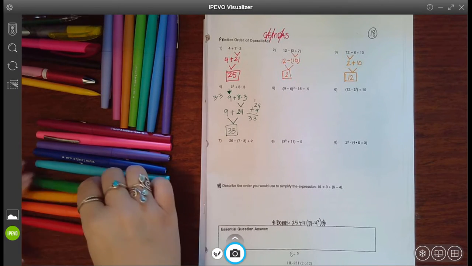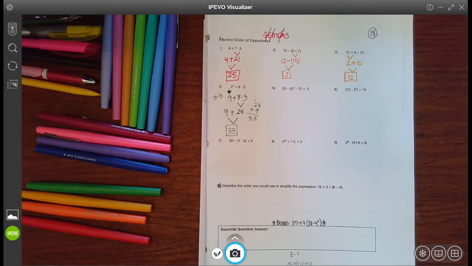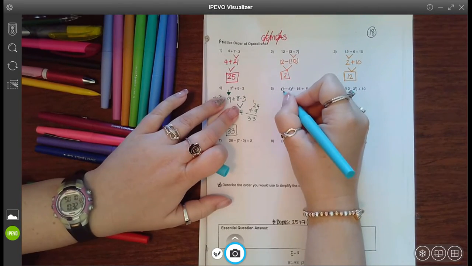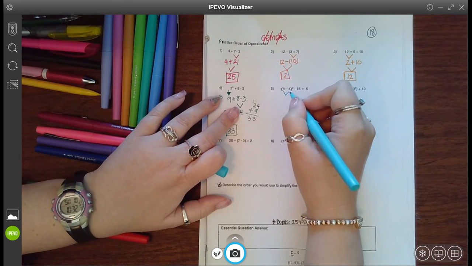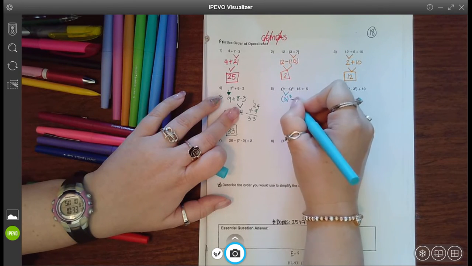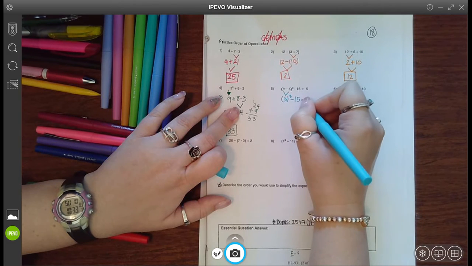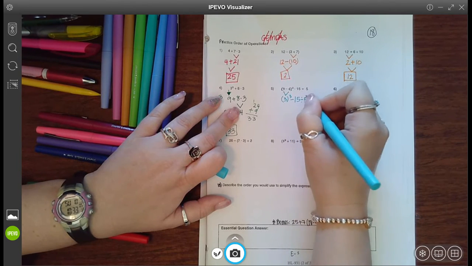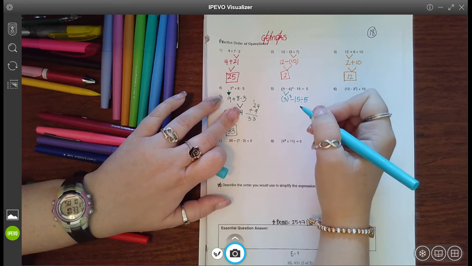For the next one, do you see any parentheses? Yes. So I'm going to simplify inside of there first. 9 minus 6 is 3. When we say simplify parentheses, we mean get everything inside of those parentheses down to a singular number. And we did. We combined 9 minus 6 into 3.